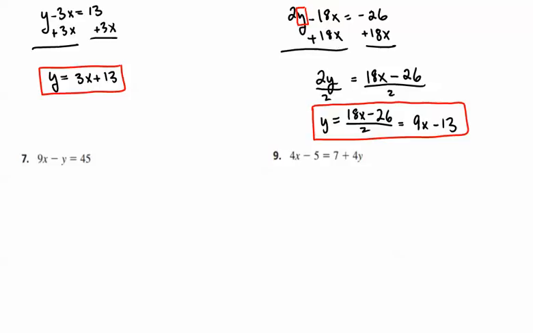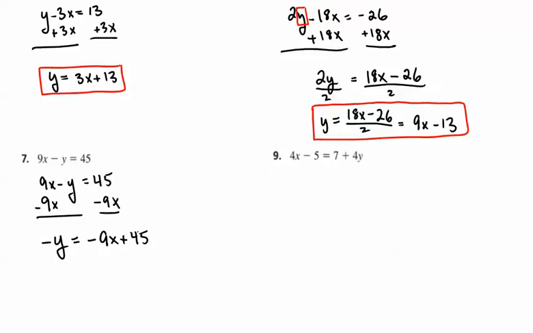Alright, for number 7, 9x minus y is equal to 45. Now I might do two things here. One is, I know I want to isolate the y, so I can subtract 9x on both sides, and that leaves me with a negative y. You have to make sure you get that negative y there, and then minus 9x plus 45 if we want to put the x term first. Otherwise it would be 45 minus 9x.